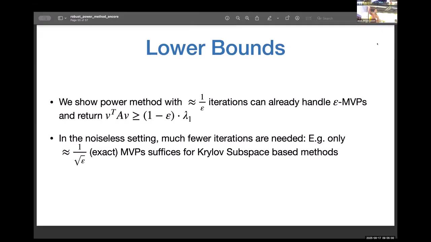We show power method with roughly 1 over epsilon iterations can already handle epsilon MDPs. Okay, so that was the talk. In the noiseless setting where I have exact matrix vector products, there are much better algorithms, so-called Krylov subspace-based methods. It's a fancy name, but essentially by taking very few matrix vector products, only 1 over square root of 1 over epsilon, you can combine them in a very clever way to approximate or simulate as if you're doing 1 over epsilon steps.